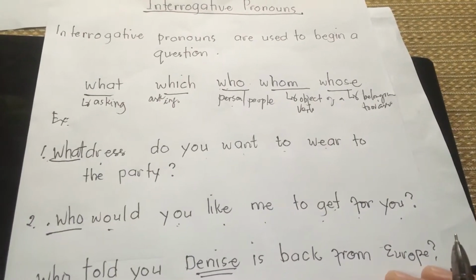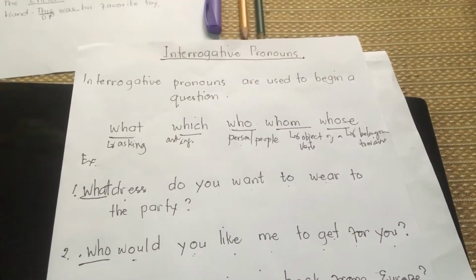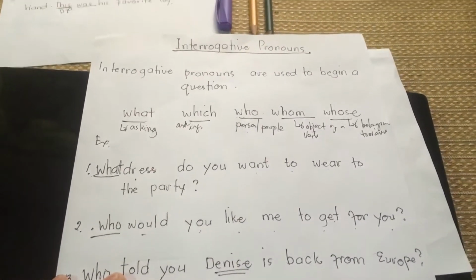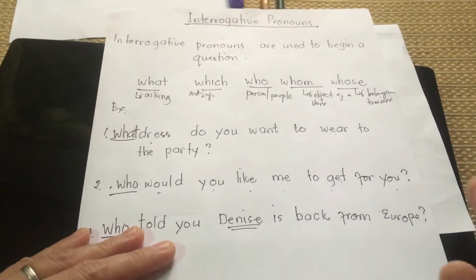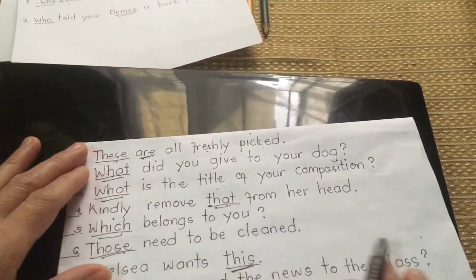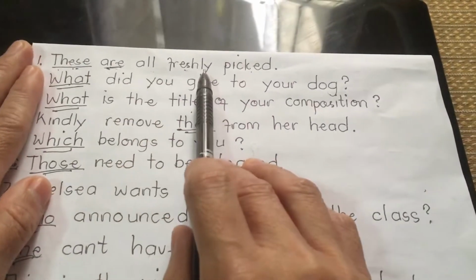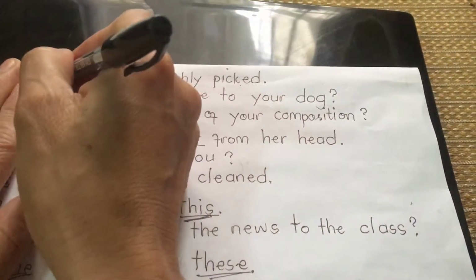Now we are going to proceed to our proper drill. We are going to identify the different sentences, whether it is a demonstrative pronoun or interrogative pronoun. We have first here, number 1: These are all freshly picked. We have here, class, these.